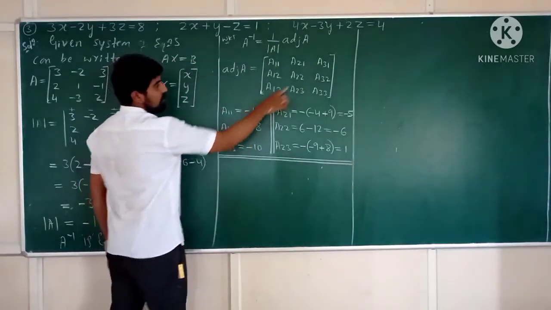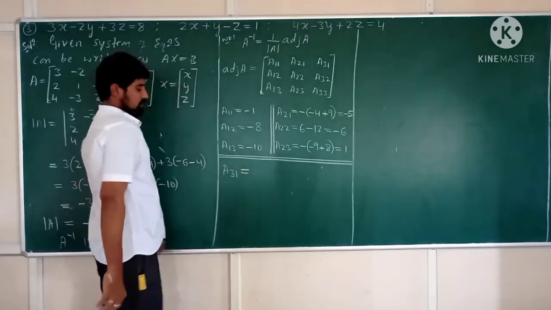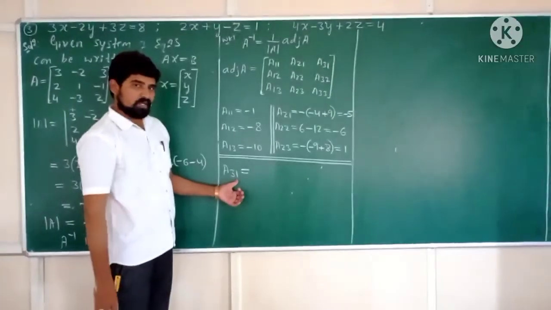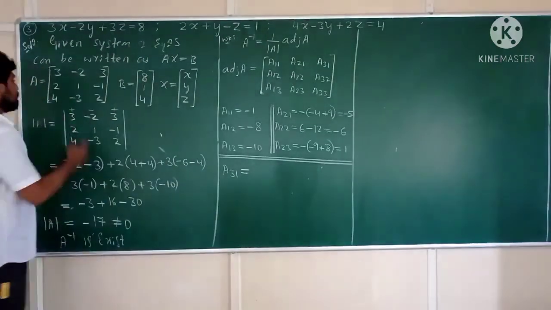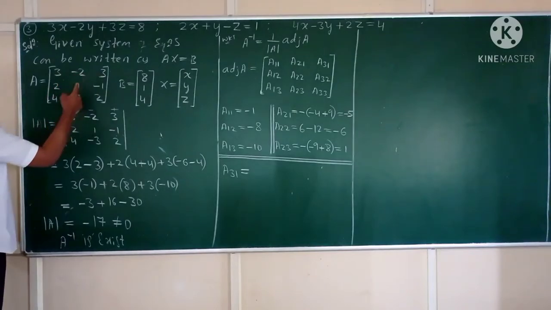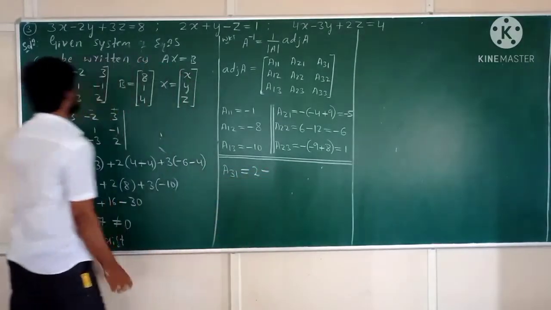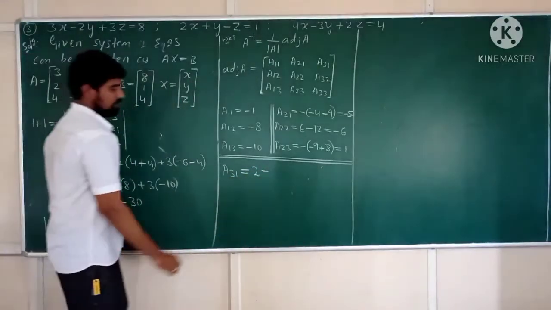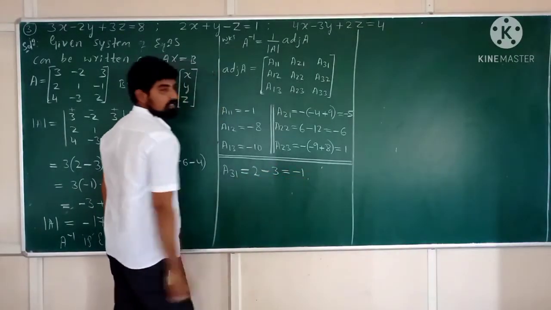Now we need to find out the value of A31. 3 plus 1 is even, no need to multiply by minus, and it is obtained by deleting the third row, first column. After deleting the third row, first column, the remaining elements are minus 2, 3, 1, minus 1. Minus 2 into minus 1, 2. Minus 1 into 3, 3. So 2 minus 3 is equal to minus 1.